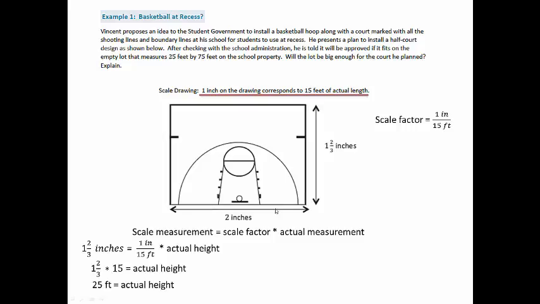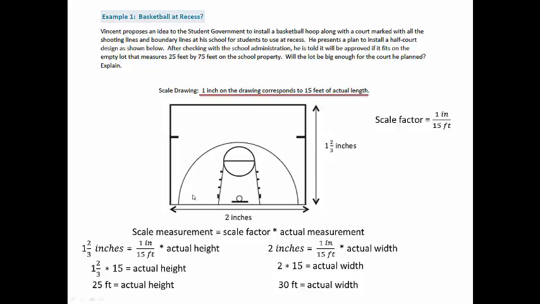Now we need to check the 2 inches to see if it's less than or equal to 75 feet. So this time our scale dimension, our scale width, is 2 inches. We're still using the scale factor of 1 inch over 15 feet, and we're going to find our actual width this time. Again, we have 2 inches times 15 feet, and our actual width is 30 feet.